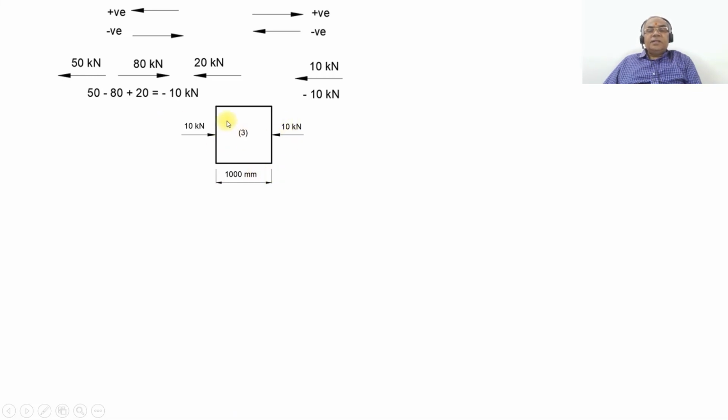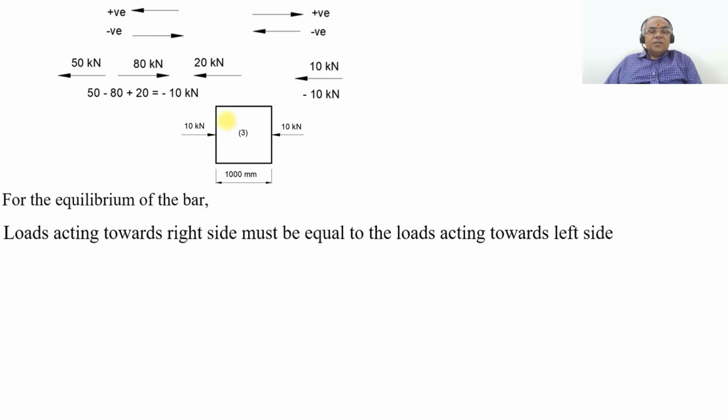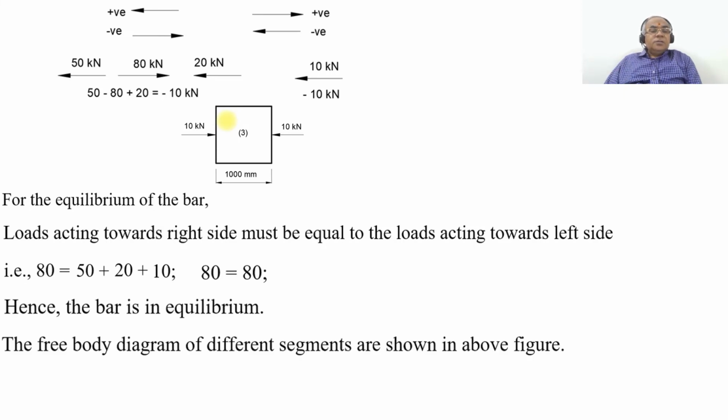So the first segment is tensile, the second and third segments are compressive in nature. For the equilibrium of the bar, the loads acting towards the right side must be equal to the loads acting towards the left side. So 80 is the only load acting towards the right side, and then 50 plus 20 plus 10. So 80 is equal to 80, hence the bar is in an equilibrium condition. Now, that is the free body diagram which we analyzed.